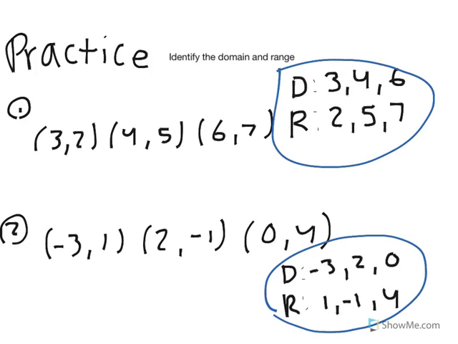Okay, so my answers are as follows. For number 1, the domain is 3, 4, and 5, while the range is 2, 5, and 7. For number 2, the domain is -3, 2, and 0, and the range is 1, -1, and 4. And sometimes they'll ask you to write the domain and range in brackets like this. That's all according to what your teacher tells you.